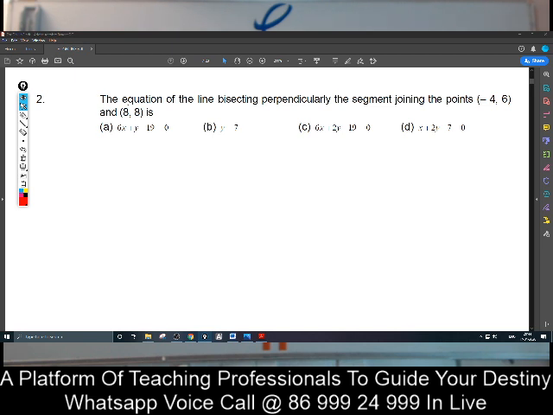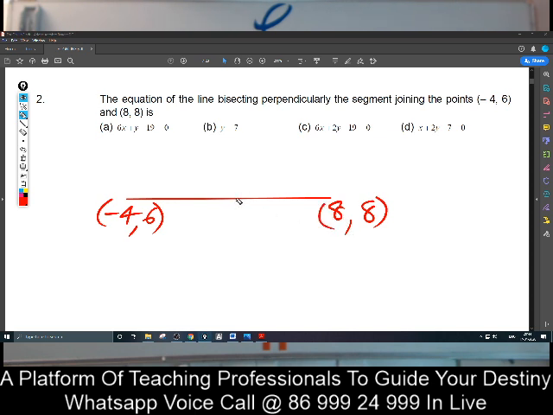Now the second question belongs to that only: the equation of the line bisecting perpendicularly the segment joining the points (-4, 6) and (8, 8). It is a simple question, and we need the perpendicular bisector. What are the points given here? One is (-4, 6) and the other one is (8, 8).